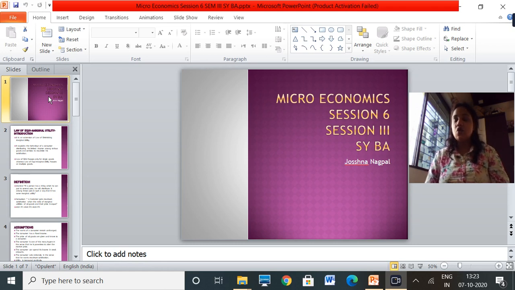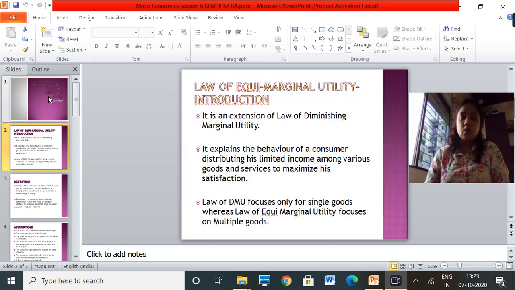Now, an addition to this law is the law of equimarginal utility. What is the law of equimarginal utility? That is what we are going to study today. What happens in real life is we do not buy only one commodity. The law of diminishing marginal utility assumes that we are going to buy only one commodity and test this law only on one commodity. However, in real life it does not happen. In real life you buy multiple goods and all of them have different prices.